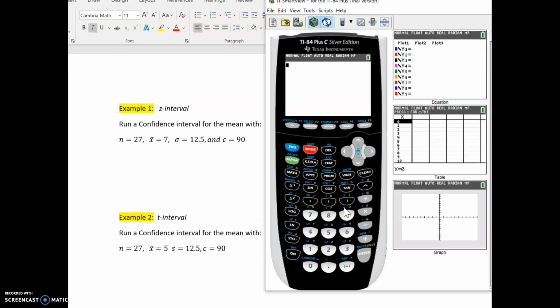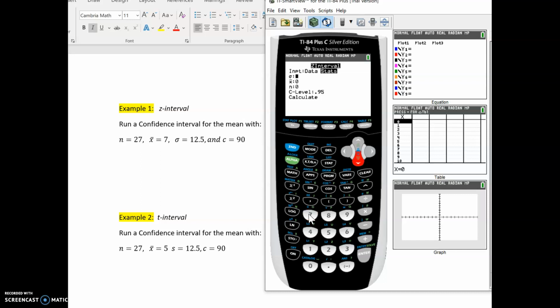From the command prompt, you're going to press stats first, then move all the way to test. Now, your screen may be a little bit different because of the different models. If you're going to be evaluating a confidence interval for the mean, in this case you're going to be using number 7. Number 7 is called a Z interval, and you're evaluating the following.